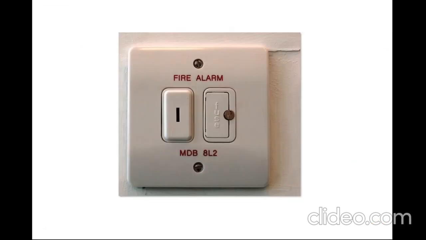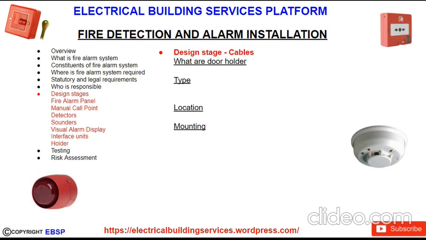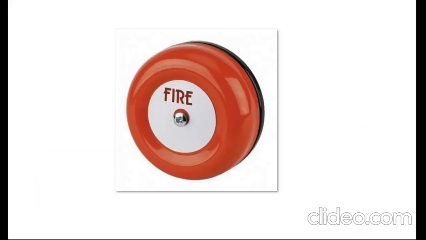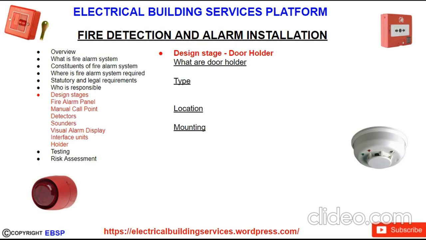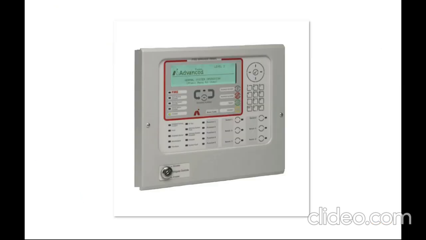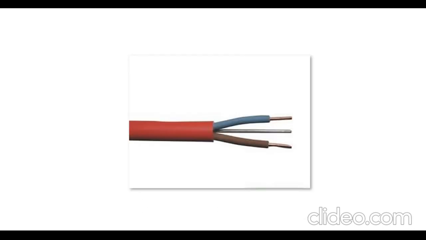The aspirating system and the laser point detection, and also we have the multi-sensor. The multi-sensor is a combined heat and smoke detection in one. That's what the multi-sensor detection is. And then we have the video smoke detection.